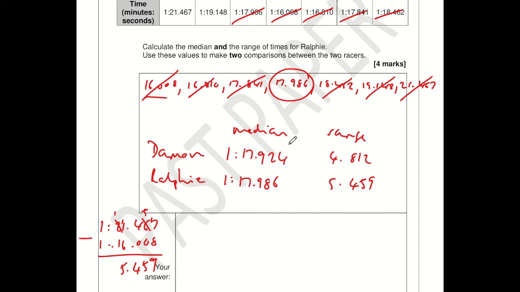So here, this is a comparison of average. So we can say that on average, so who's faster? Well, the fastest person would have the lowest time. So Damon is faster.